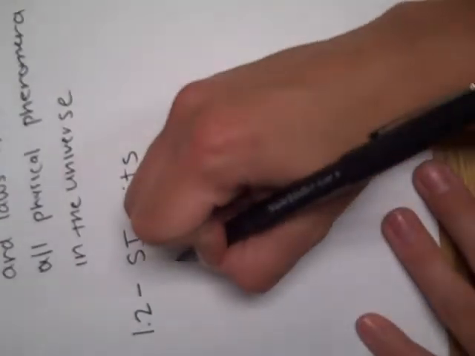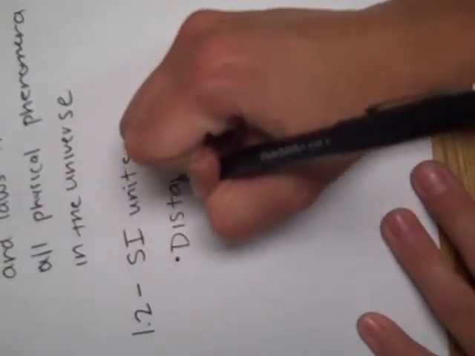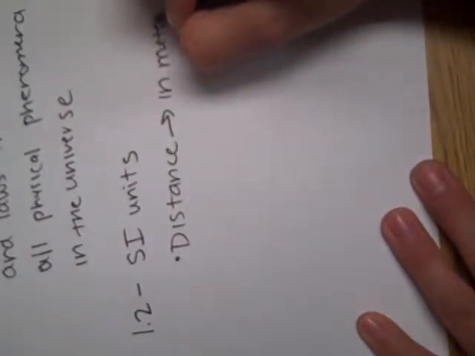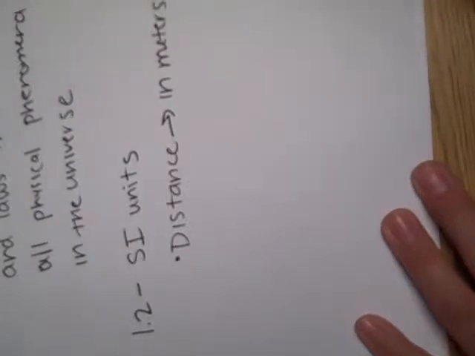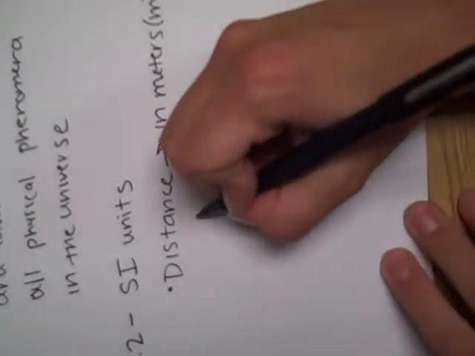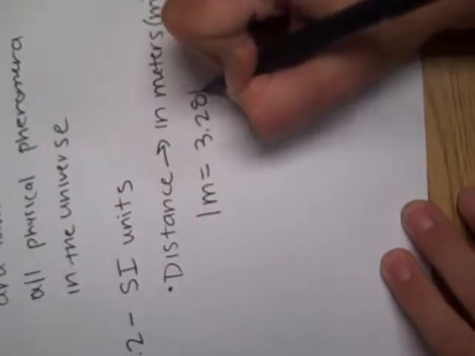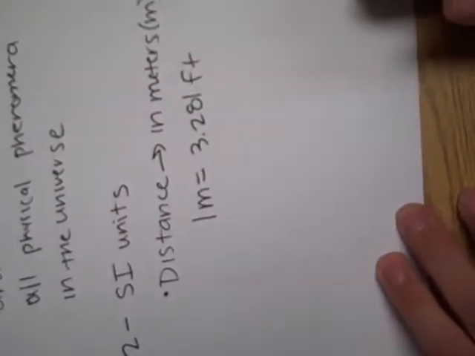So the first thing is we are going to focus a lot on distance. And you need to know that distance is going to be measured in meters, which is lowercase m there. So we are not using feet and miles and stuff like that. We are always going to have to convert. And one conversion you may need a lot this year is the fact that 1 meter is 3.281 feet.